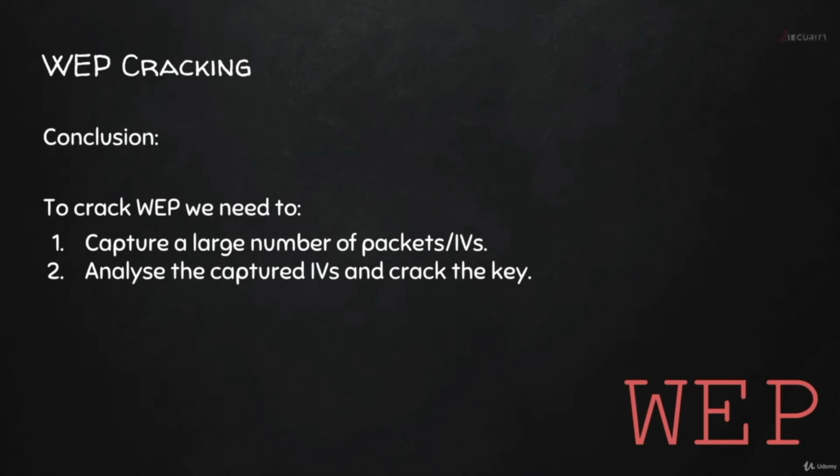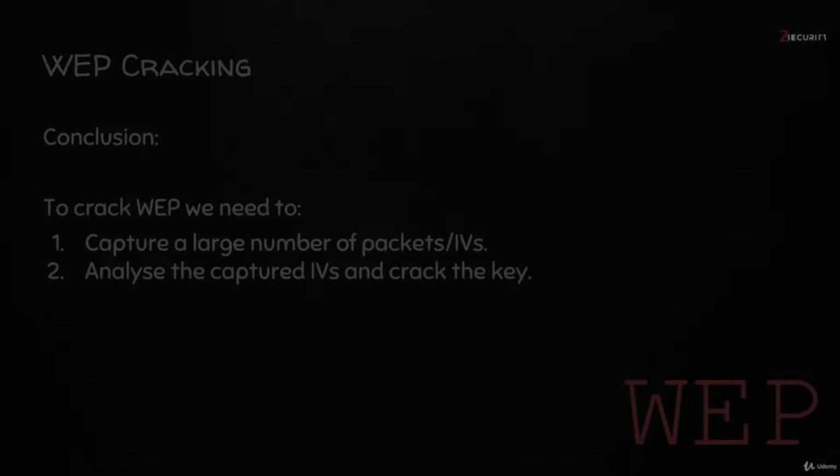So from the previous lecture, we know in order to crack WEP, we need to first capture a large number of packets. This means that we'll capture a large number of IVs. The IVs, because they are short, will be repeated. Therefore, we'll be able to use a tool called aircrack-ng to run statistical attacks and crack the WEP key.